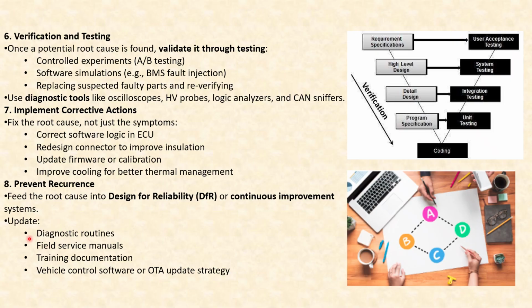Now, talking about the update: diagnostic routines, field service manuals, training documentation, vehicle control software, or OTA update strategy. All right. So these are the various steps or activities you take to prevent the recurrence. One important thing is training documentation, because once you document a particular failure or the root cause analysis, it will be helpful for future engineers to ensure that that particular error does not happen.